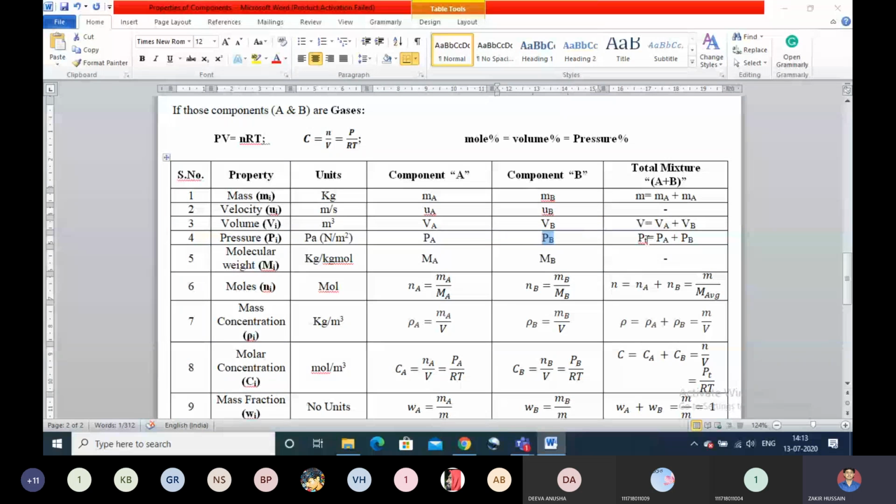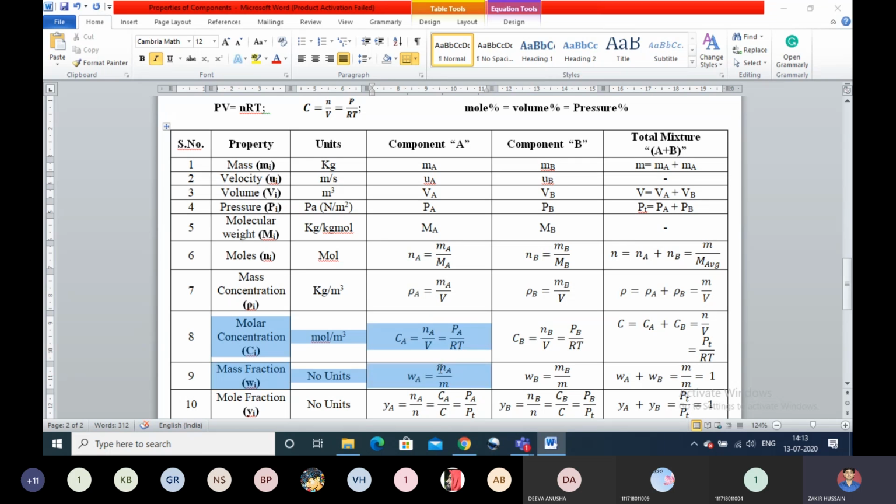Then total pressure is nothing but the sum of the partial pressures. PA and PB are the partial pressures. This law is called Raoult's law: total pressure is equal to the sum of the partial pressures. Then molecular weight is the same as defined in liquids, moles are also the same as defined in liquids, and mass concentration is also the same as defined in liquids.